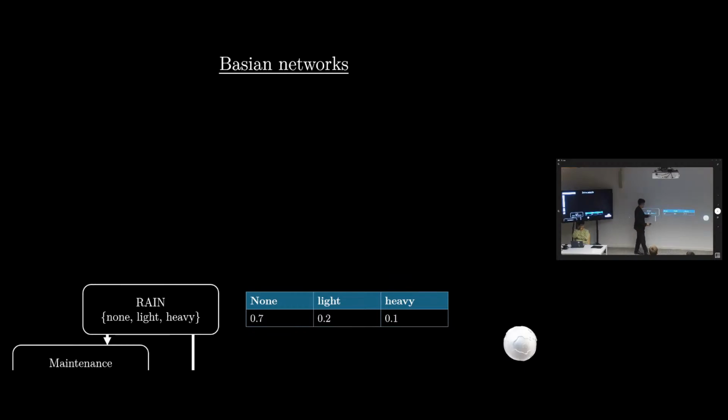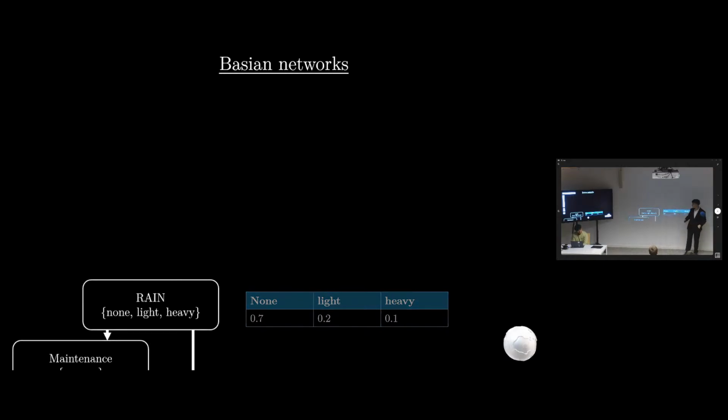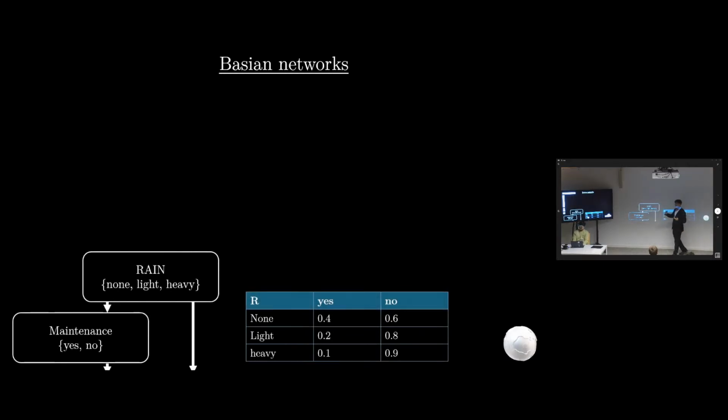So the rain could be none, and for the sake of an example, let's say that it has a 70% chance of being none, a 20% chance of being light, and a 10% chance of being heavy. The node maintenance depends on the outcome of the variable rain. For example, if rain is none, then there is a 40% chance that maintenance is yes, and a 60% chance that it's no.